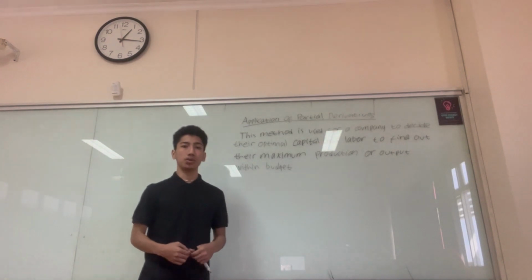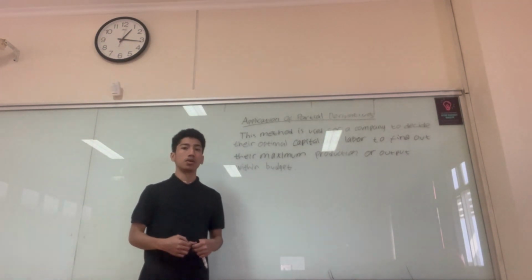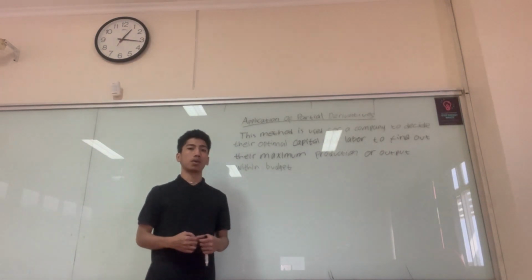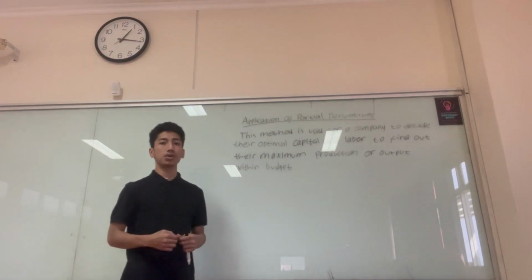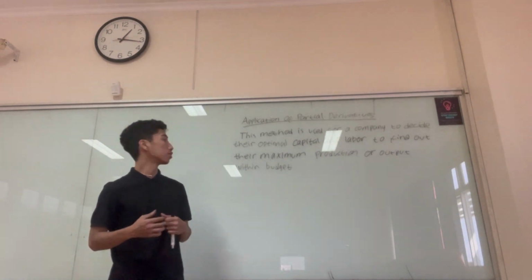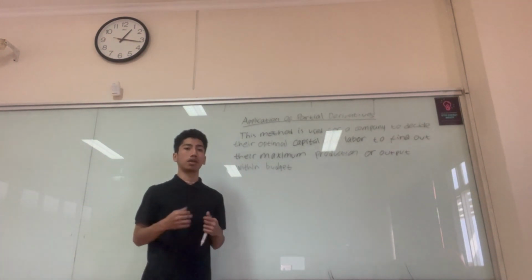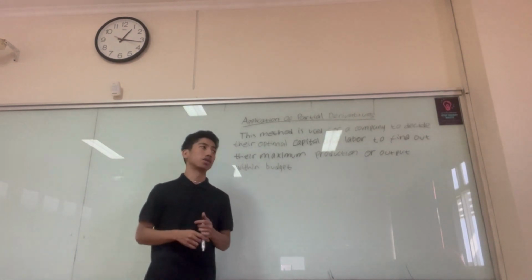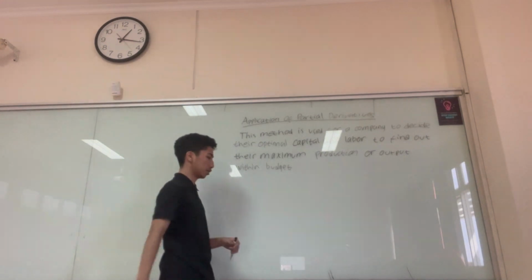This method is used for a company to decide their optimal capital and labor to find out their maximum production or output within budget. Also, this is used to calculate the minimum cost within a range of production numbers required. This kind of case is usually called minimizing cost with output constraints. And now I will be giving you an example of the case.